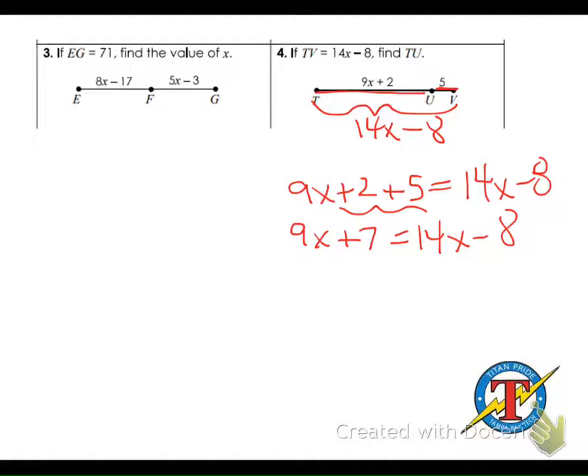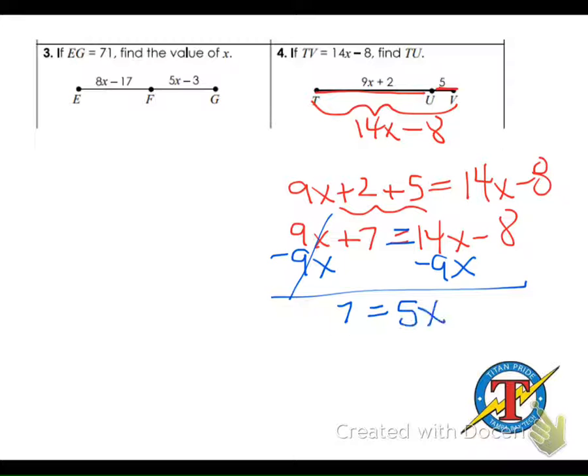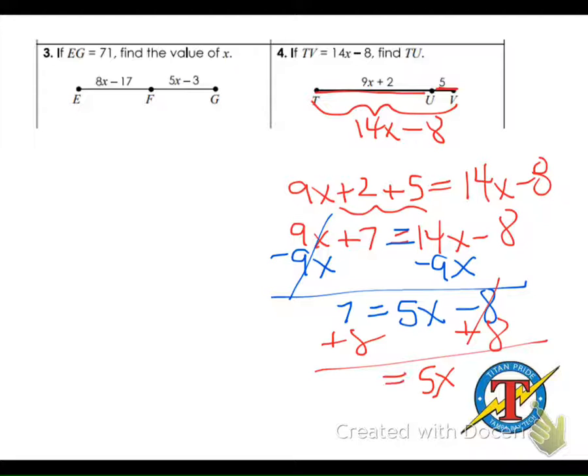Now the x's are on opposite sides of the equal sign, so you have to do the opposite to get them together. I'm going to subtract 9x on both sides. You can also add 8 at the same time if you wanted to. So I get 5x minus 8. Add 8 to both sides, and you really don't have to show that work. Okay, but if you want to, it's fine. And I get 5x equals 15. Divide by 5 on both sides, and x will be 3.